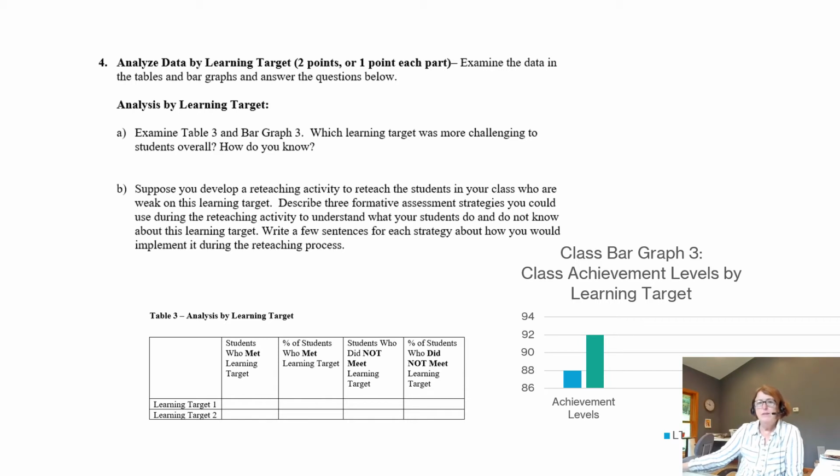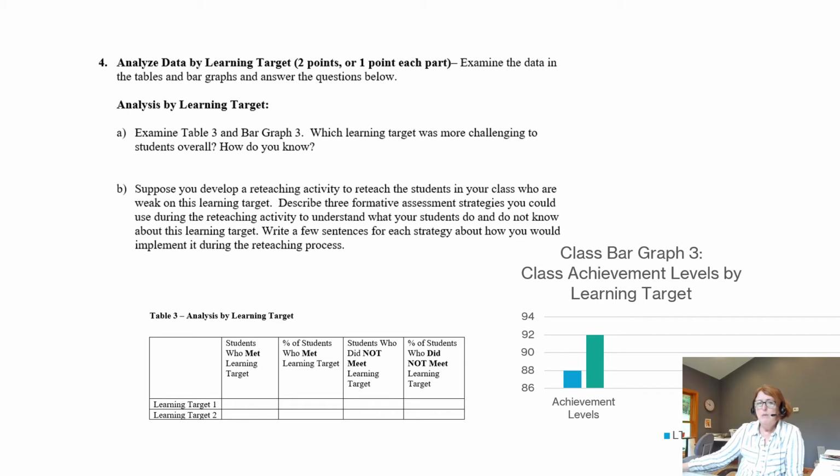How do you know? So that's a little easy to do here because you can see that if we look at the achievement levels, learning target 1 in the set of dummy data, only 88% of students got that correct. If you look at learning target 2, you can see that 92% in the green bar were correct on that learning target. So obviously the learning target 1 was lower, and you could say because the achievement level 88% was lower than what they scored on learning target 2, which was 92%.